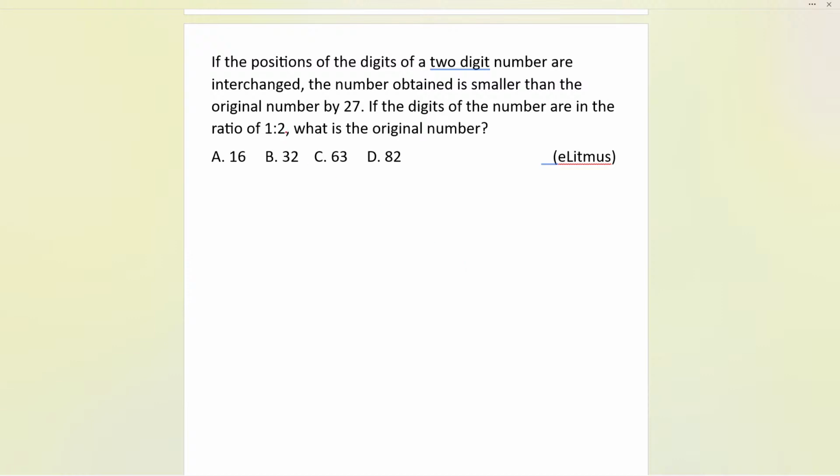Now, let me tell you over here, if the positions of the digits of a 2-digit number, can I take it as XY? Fine, we can take it. Now, these are interchanged, it became yx. The digits I interchanged. Okay, xy became yx. Now the number obtained is smaller than the original number. This is smaller, it means this is greater. If this is greater, xy minus yx, I will be getting 27, which is already given 27.